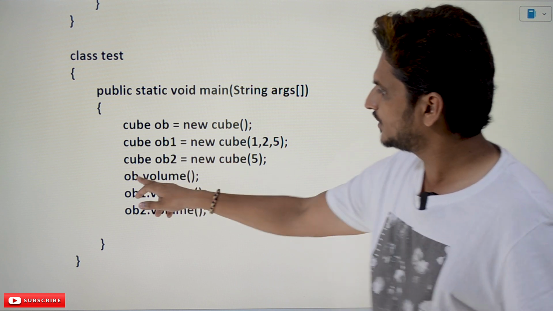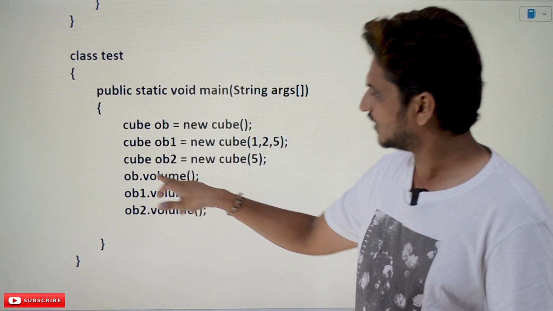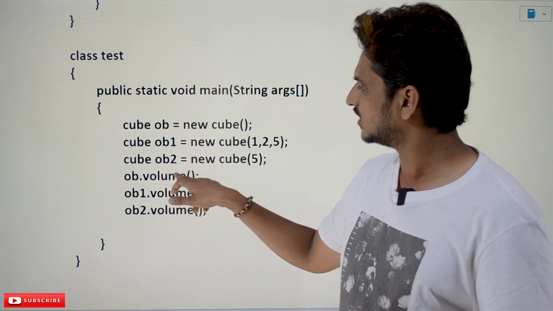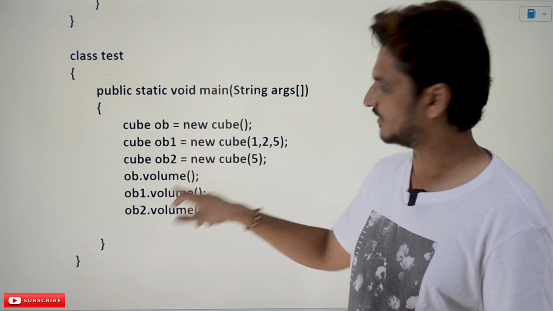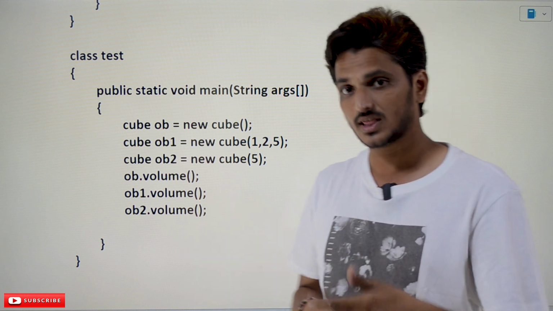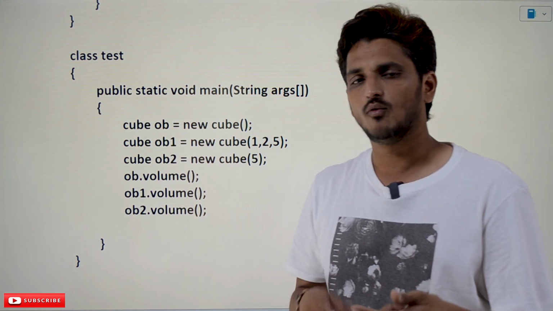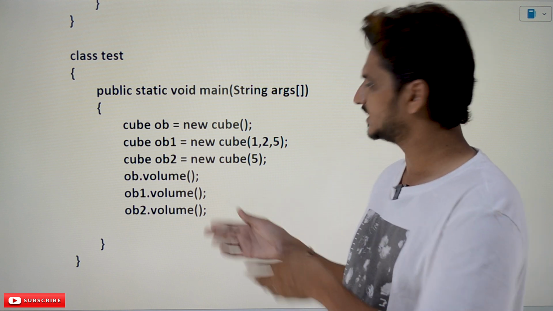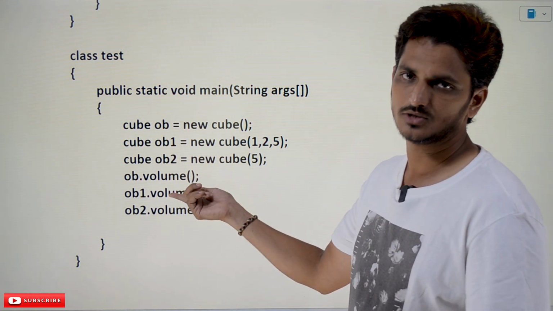Now after that, ob.volumeOf(). What are the instance variables of ob? Length, width and height, 10, 10, 10. So volume is 10 multiplied by 10 multiplied by 10. What is the ob1 volume? Whenever you call the method volumeOf, what are the instance variables of ob1? 1, 2, 5. So 1 multiplied by 2 multiplied by 5. That is the volume it is going to give.